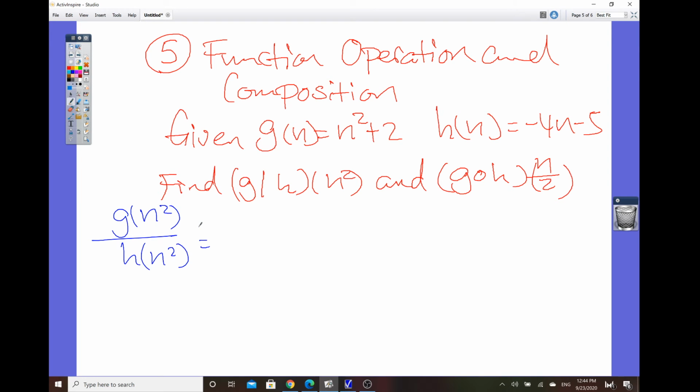And then find g of n squared. Basically just plug in n squared for n. So we have n squared, quantity, squared, plus 2. And for h of n squared, quite similar. That one is linear, so it's negative 4 times n. Instead of using n, we're using what? n squared. We just want to replace the variable with the new quantity. Okay, n squared.